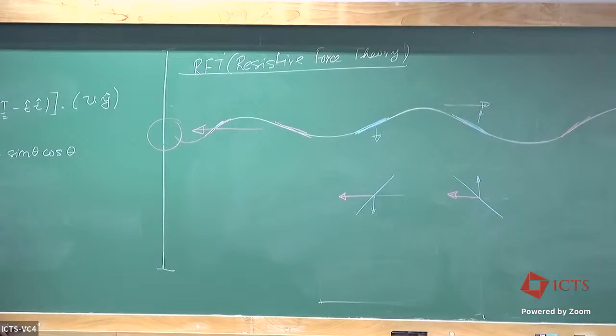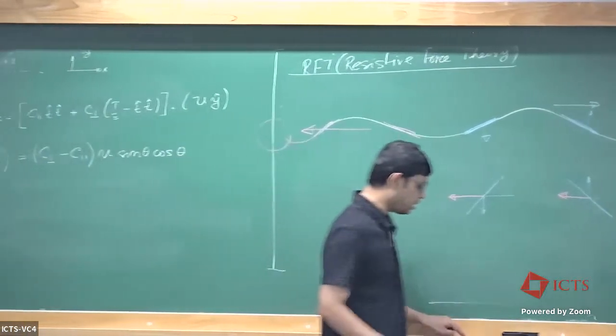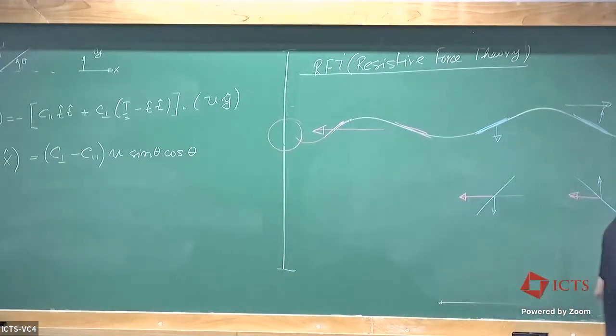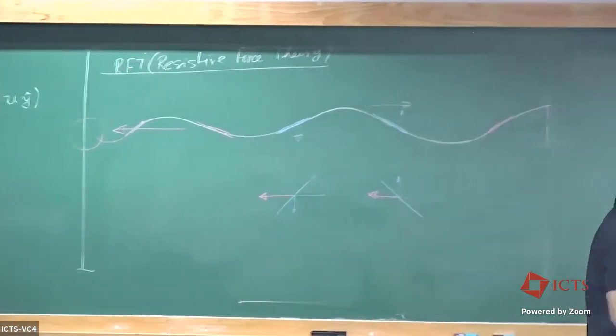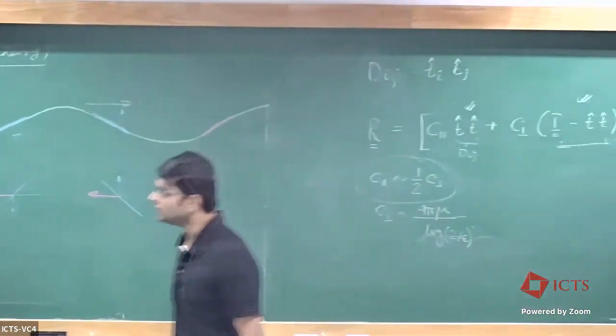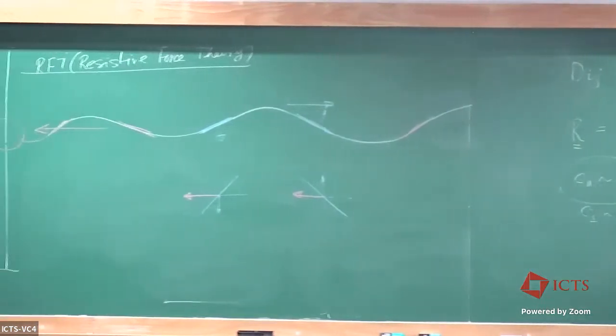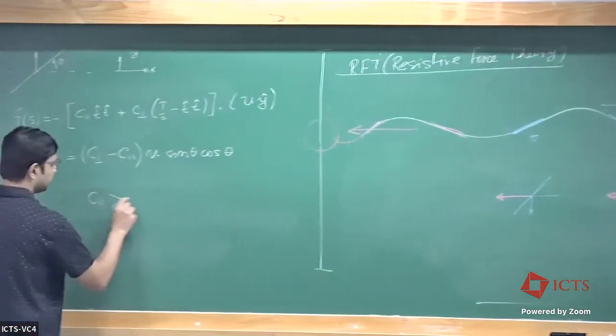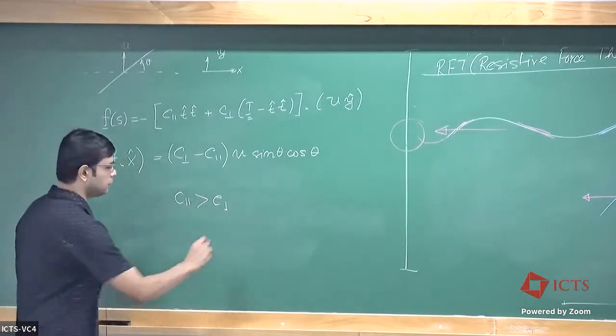So let's do one thought experiment. I told you this relation, which is what is typically measured in experiments. What if C parallel is greater than C perp? What if this happens?